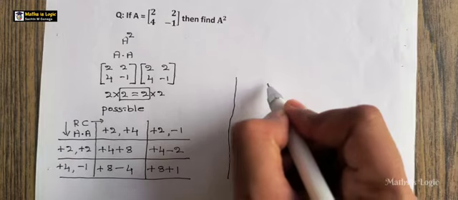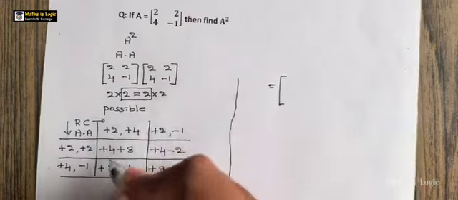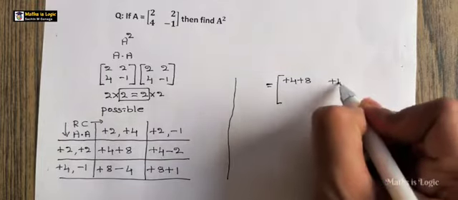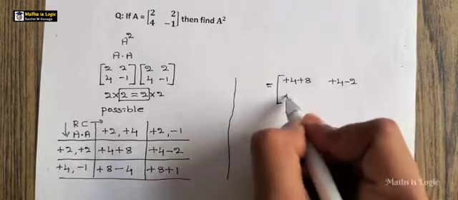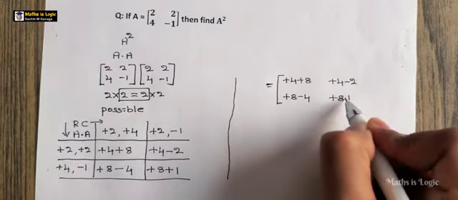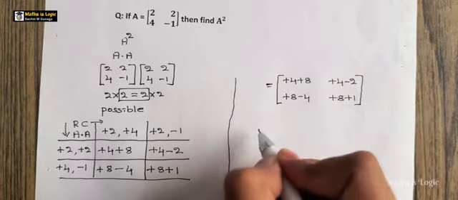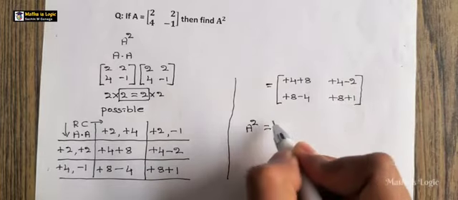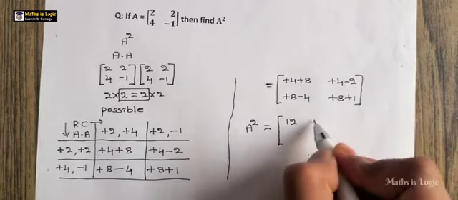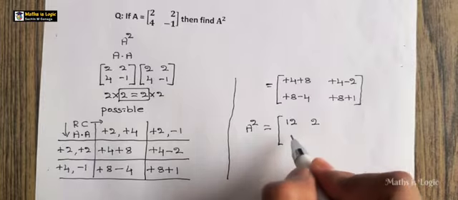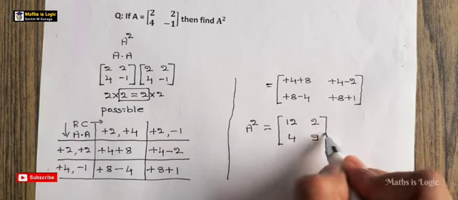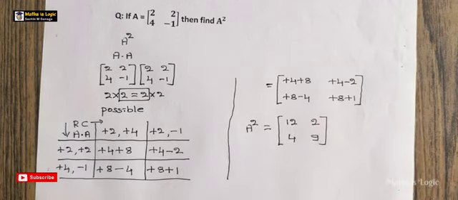Therefore, in matrix form, which is equal to, so write plus 4 plus 8, next plus 4 minus 2, next plus 8 minus 4, next plus 8 plus 1. Therefore, A square value is 4 plus 8, 12, 4 minus 2, 2, 8 minus 4, 4, 8 plus 1 is 9. So this is the value of A square.